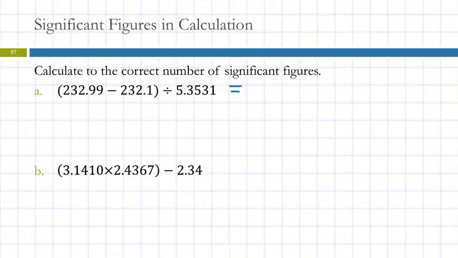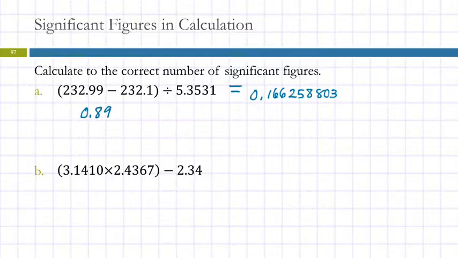So I've got 232.99 minus 232.1. I could do that in parentheses, or I could put it in and press equals. I want it to finish the subtraction before I divide. And just to save a little time, I'm just going to write down what my calculator showed me when I did that. And then I'm going to divide by 5.3531 equals, and I'm going to write it all down. 0.166258803.